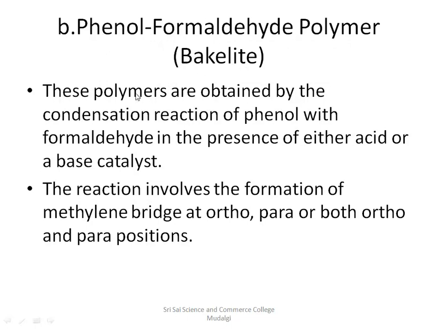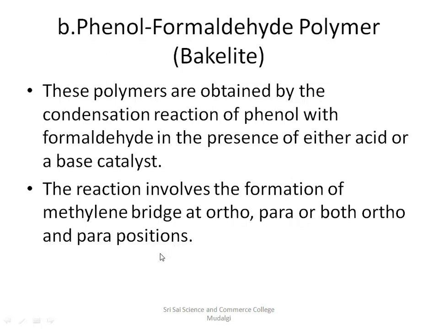These together form what? Phenol formaldehyde polymer, which is commonly called what? Bakelite. So these polymers are obtained by the condensation reaction of phenol with formaldehyde in the presence of either an acid or base catalyst. So phenol and formaldehyde react. These are the monomers to form Bakelite, that is a polymer. The reaction involves the formation of a methylene bridge at the ortho, para, or both ortho and para positions.